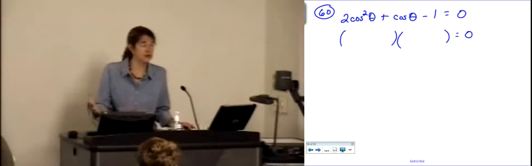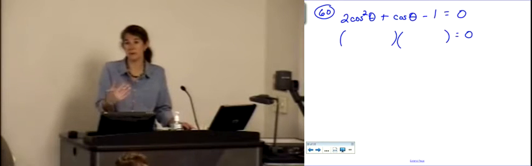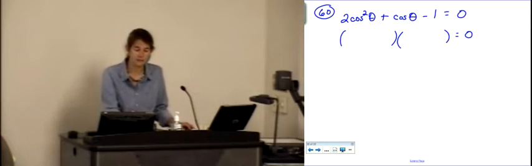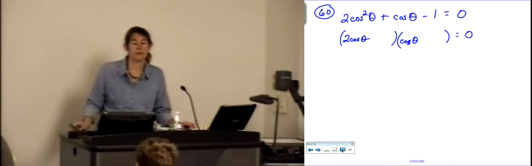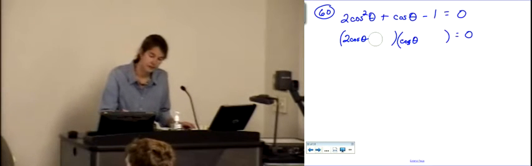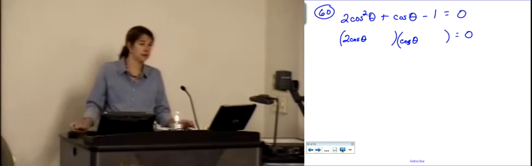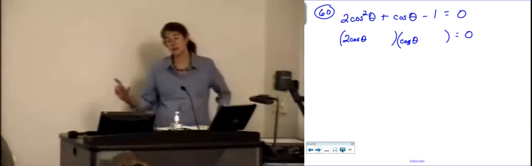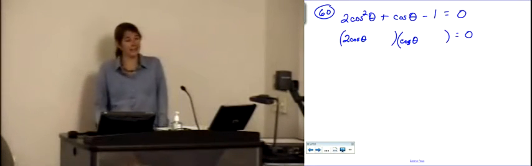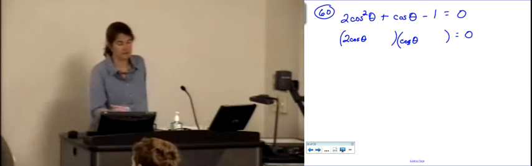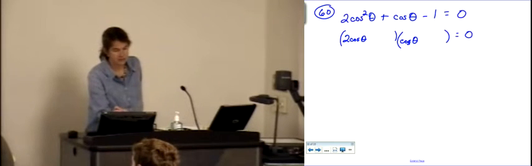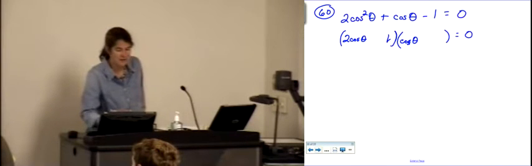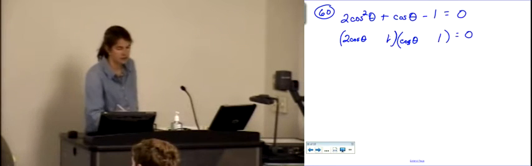But we're going to say the first terms in each set of parentheses have to multiply and give me 2 cosine squared theta. So that's just going to be like 2 cosine theta times cosine theta, right? Does that work? That gives me 2 cosine squared theta. The last terms in my parentheses have to multiply and give me 1. So that's going to be, whoops, I can't write with an eraser, 1 times 1.